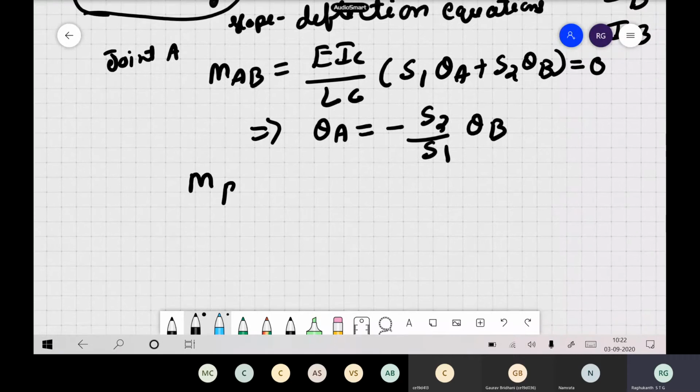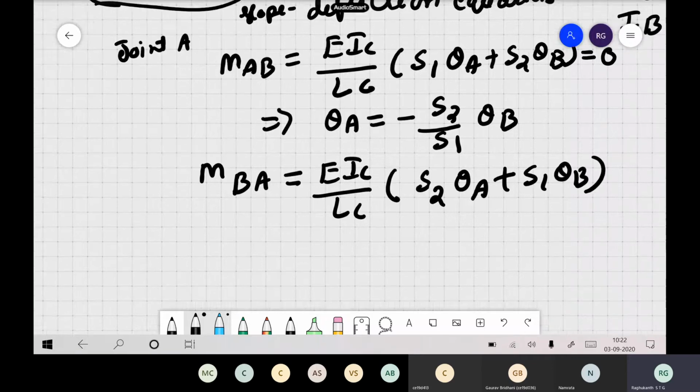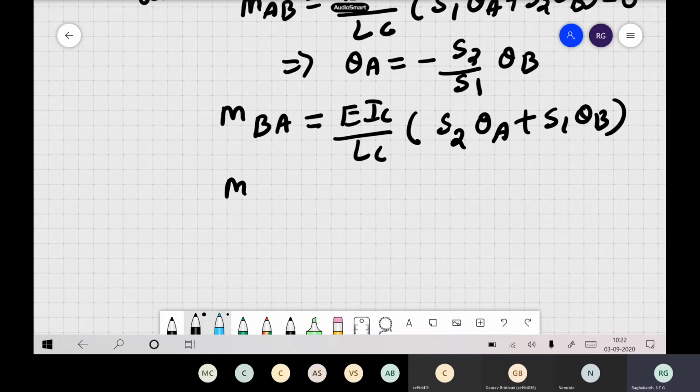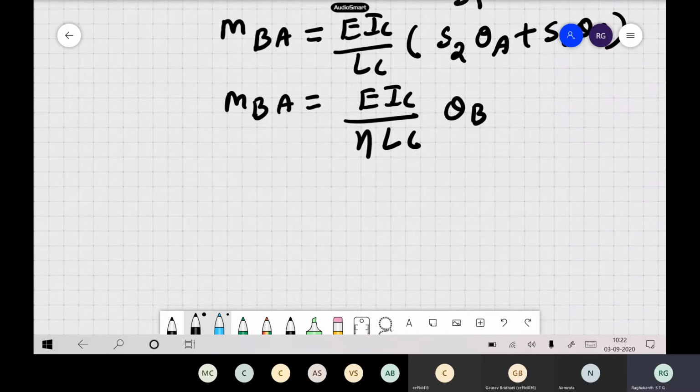Now similarly, your MBA can also be written as EIC by LC times S2 into theta A plus S1 into theta B. But since theta A and theta B are related, you can write this expression as MBA equals EIC by LC, with some factor, which we will denote as eta, into theta B, where eta you can write in terms of your S1, S2 and others.